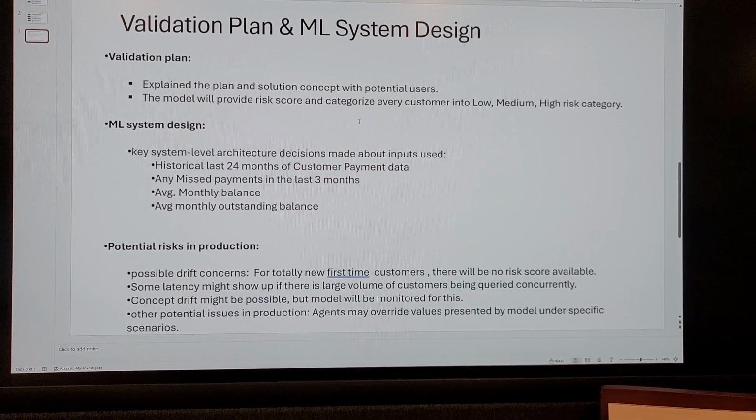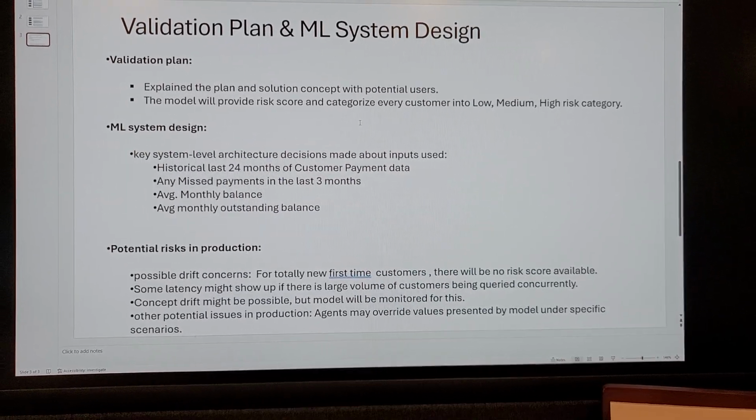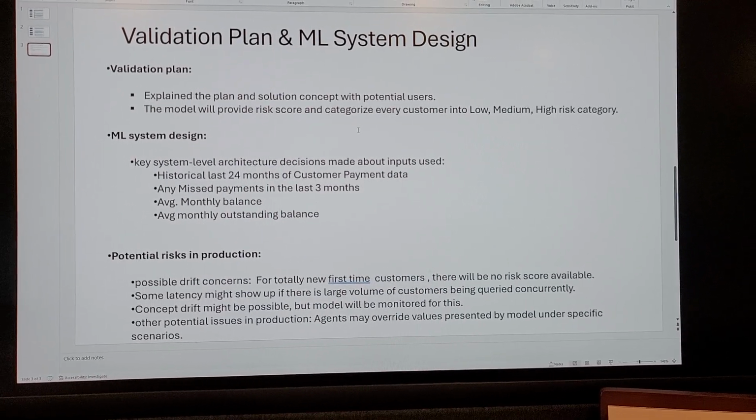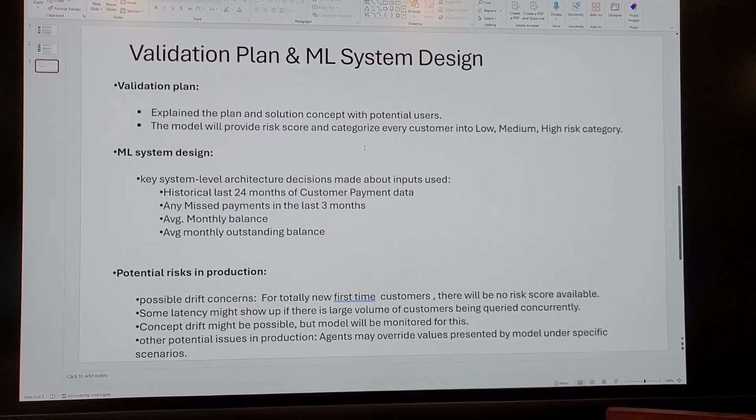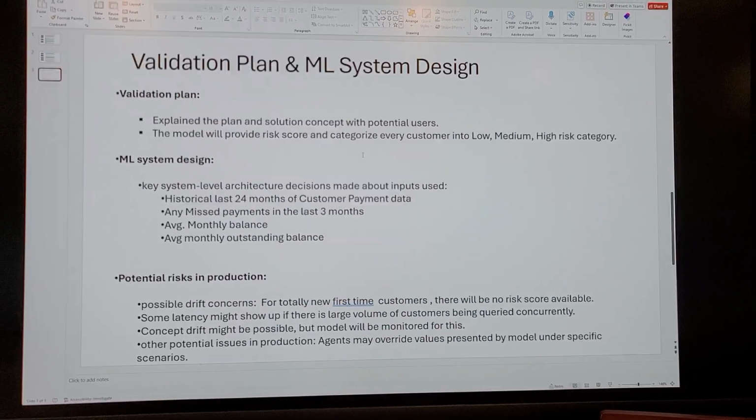So I covered the opportunity evaluation, the business understanding, the validation plan, the system design, and the potential risks in production. So this completes my submission for the project.